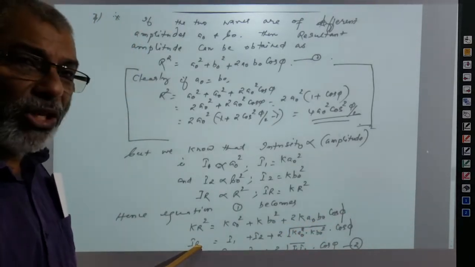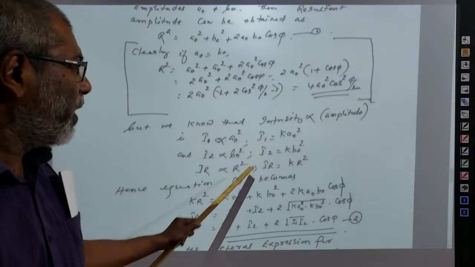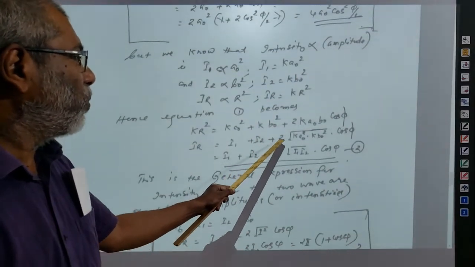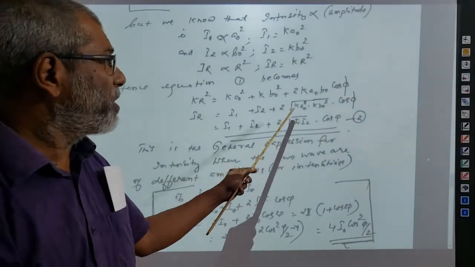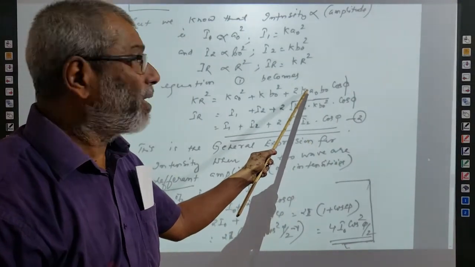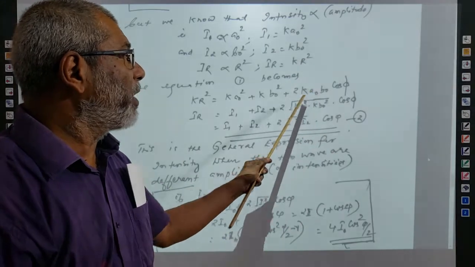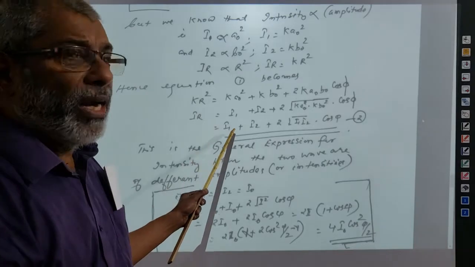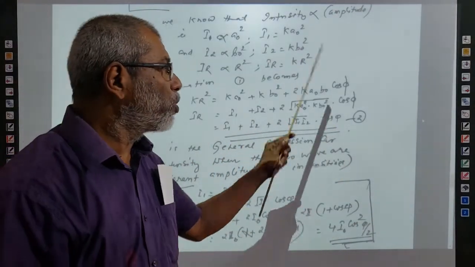That is, IR is equal to I1, K A0 square, plus I2, K B0 square, plus 2 into root of, when this is put under root, K becomes K square, A0 becomes A0 square, B0 becomes B0 square. So K square is distributed for both A0 and B0 like this. Hence we get IR is equal to I1 plus I2 plus 2 root of I1 I2 cos phi.